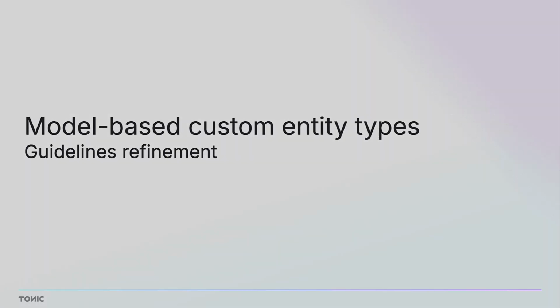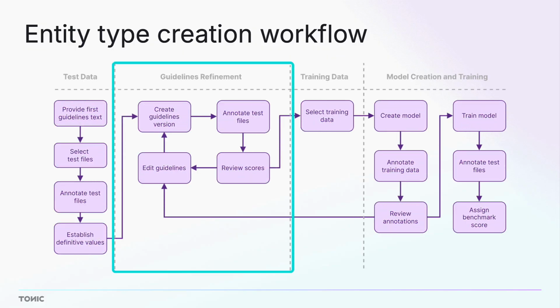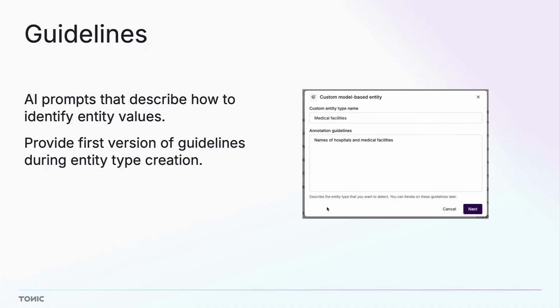In this video, we'll talk about the guidelines refinement step of setting up a model-based custom entity type. Guidelines are essentially AI prompts to tell Textual how to identify the values for your entity type. You provide the first version of the guidelines when you create the model-based custom entity type.